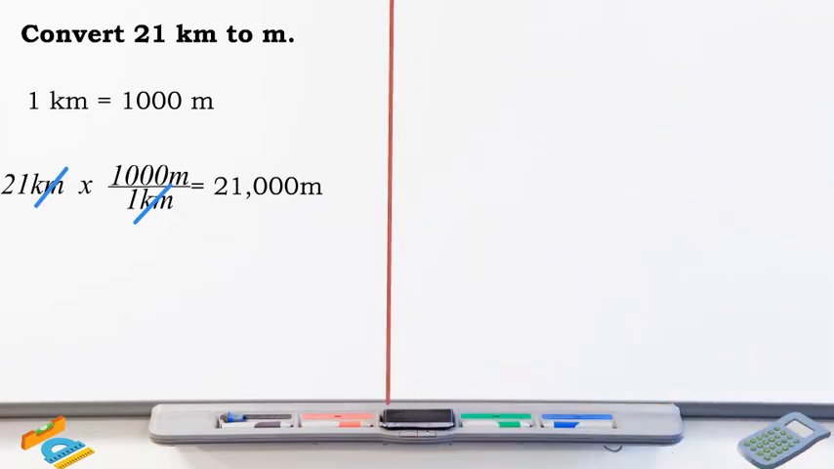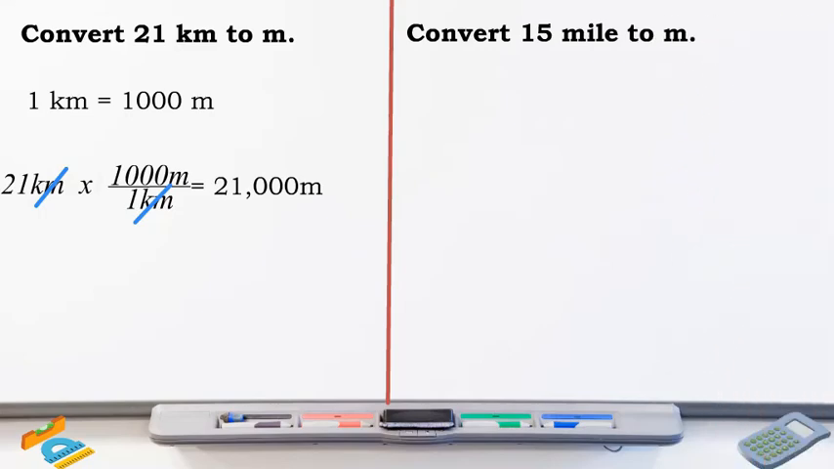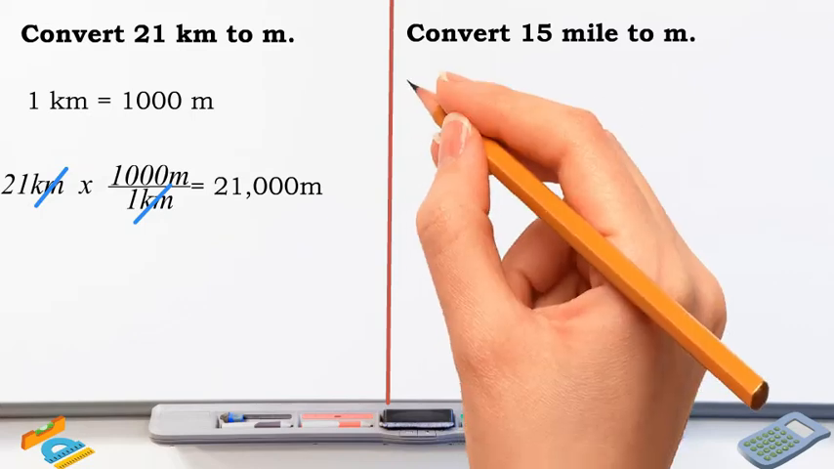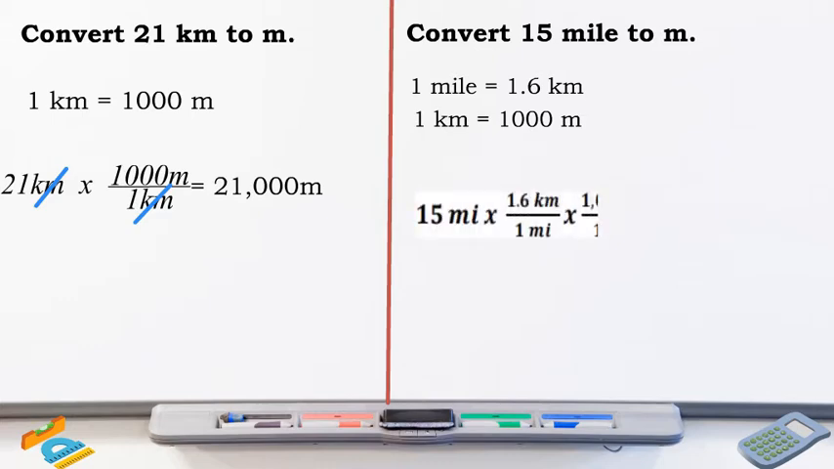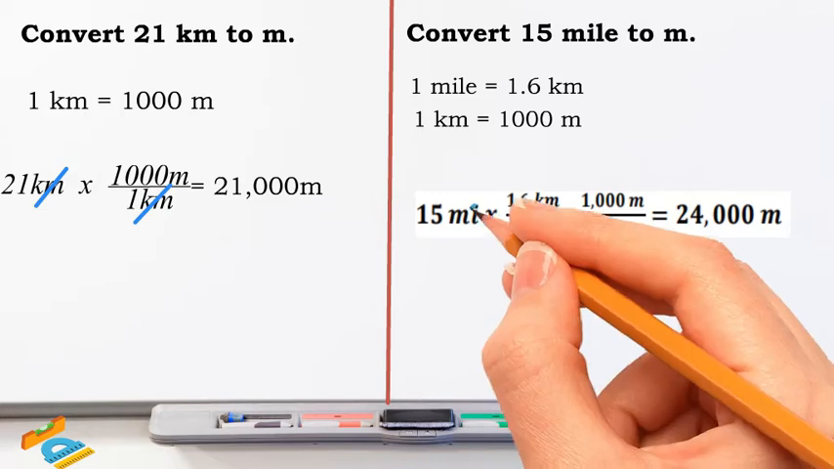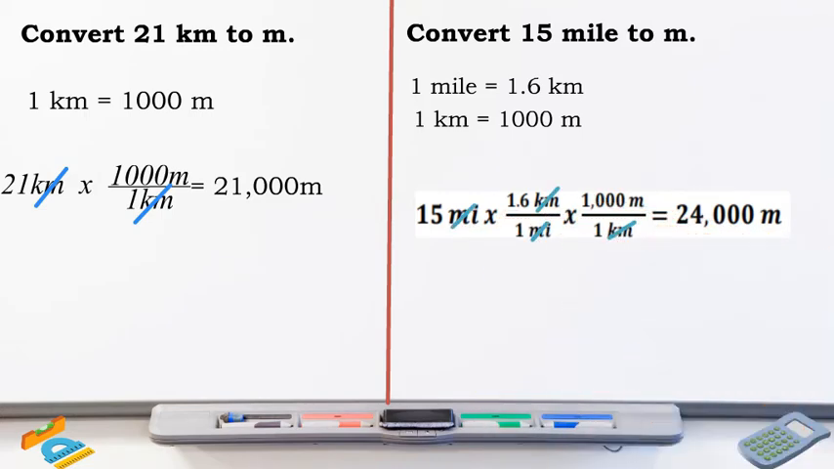Next is convert the distance run by Enzo, which is 15 mile to meter. In this case, we are going to convert first from mile to kilometer and kilometer to meter. We can use the conversion factor that in every mile, there is 1.6 kilometer. And in every kilometer, there are 1,000 meters. So we can multiply 15 miles to 1.6 kilometer over 1 mile times 1,000 meter over 1 kilometer. And the answer is 24,000 meter.